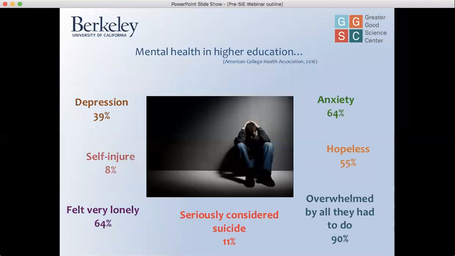Now we're going to take a quick look at SEL in higher education. So just like pre-K through 12 students, higher ed students can really benefit from SEL. Research with this group shows that stress and mental health challenges are very, very high. These are statistics from an American College Health Association survey that's done every couple of years, and this is their most recent one, published in 2016. And it just shows these horrible statistics of college students experiencing high rates of depression, anxiety, hopelessness, feeling overwhelmed by all they had to do, feeling lonely, considering suicide, self-injuring. These statistics are really just too high. However, research has also found that social emotional competencies are associated with positive academic outcomes, including grades and retention in higher education.